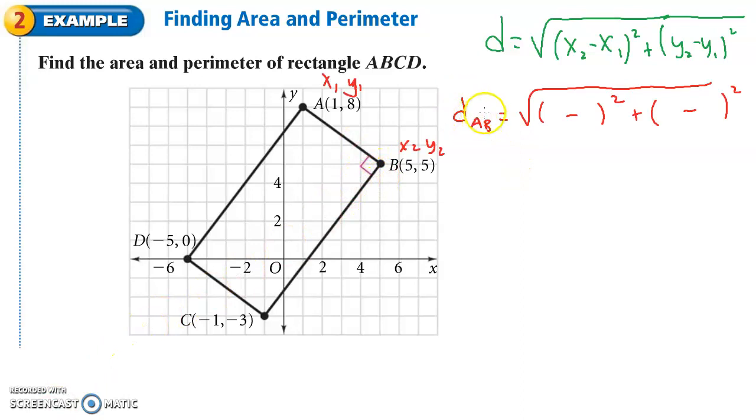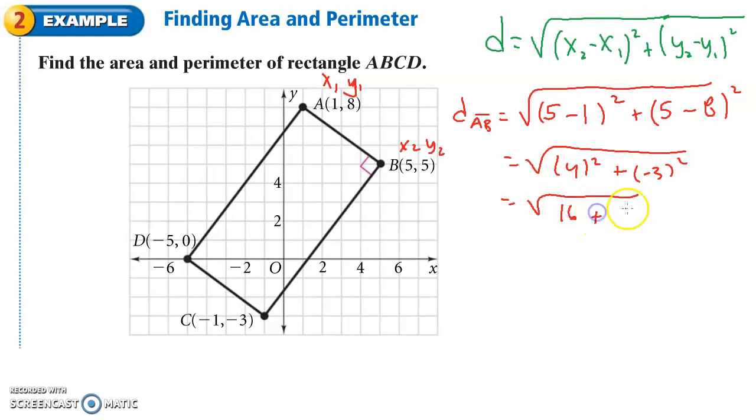So here I have a formula set up to find the distance for side AB. And I'm just going to go ahead and plug in my x1, y1, x2, y2. So in this case, I'm going to have x2 is 5 minus x1 is 1 squared plus, we're going to go ahead and do 5 minus 8. In this case, I'm going to have 4 squared plus negative 3 squared, which is going to give me 4 times 4 is 16, and negative 3 times negative 3 is 9. Notice this is always going to be positive. Whenever you have a square, it's always going to be positive because you're multiplying two negative numbers together. This gives us the square root of 25, so this has a distance of 5.